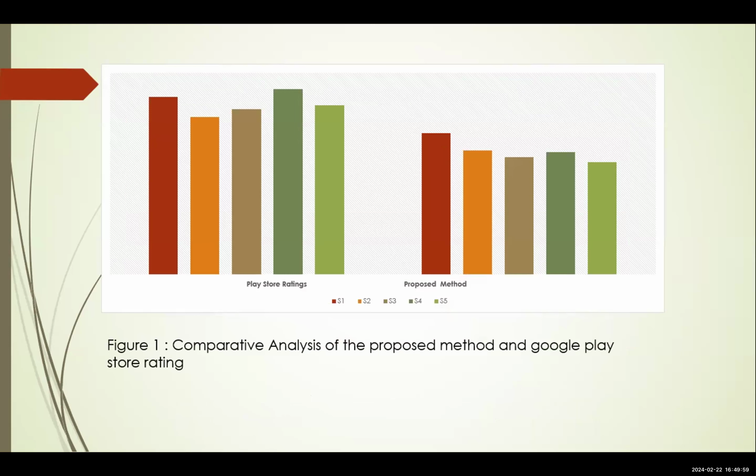And this is the comparative analysis of the proposed model and the Google Play Store rating. In the Google Play Store rating, S1 is the most rated app. In our proposed model, S1 is rated highly, followed by S3, and in our model it is followed by S2, but the estimation is approximately the same.